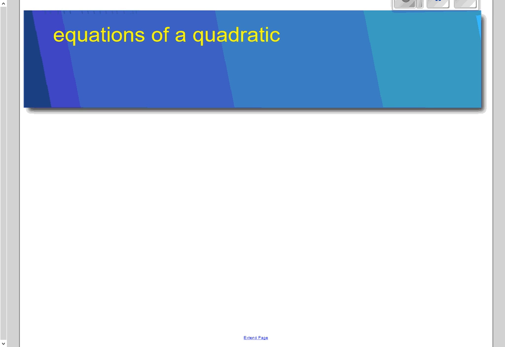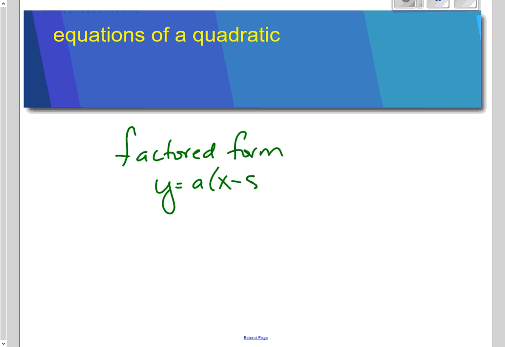Hello everybody. Let's talk today about finding the equation of a quadratic. So we know various forms of quadratics. We have factored form, and factored form would look something along the lines of, that's an S, and that's a T. So a bracket x minus s, x minus t. Of course, these are our factors.